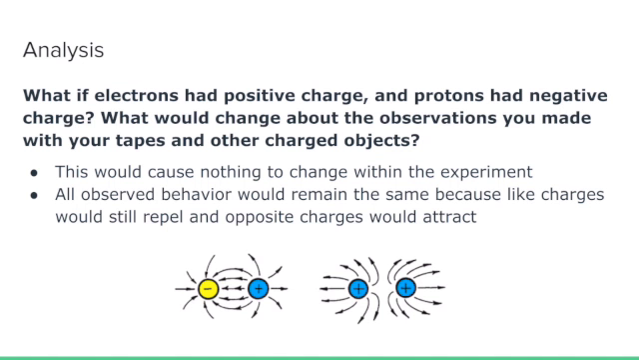Now, what if we were to change the charges of the electrons and the protons? So if the electrons had a positive charge and the protons had a negative charge, what would change about the observations that we made and the other charges? Well, this would actually cause nothing to change within the experiment because the observed behavior would still be the same, it would just be different notations. So like charges would still repel and opposite charges would attract.